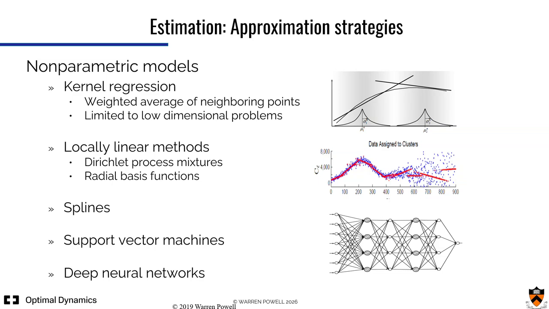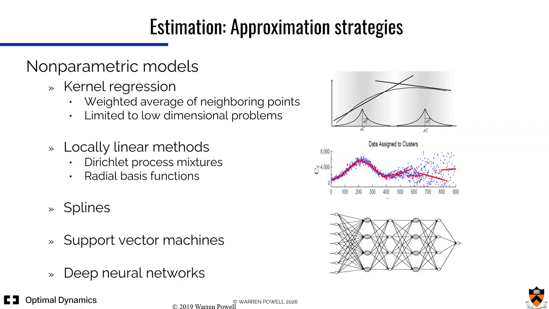Locally linear models fall in categories like Dirichlet process mixtures or radial basis functions. These are all in the same family of approximations. You have splines. Support vector machines is a class of approximation strategies useful for classification of data, dividing people into different groups. And then you get the deep neural networks.